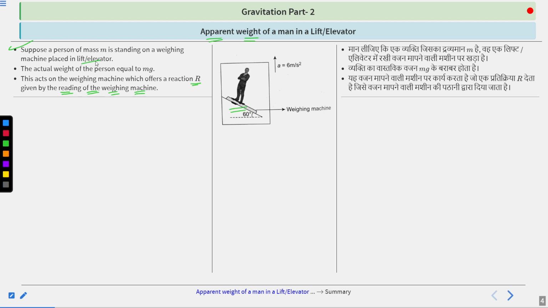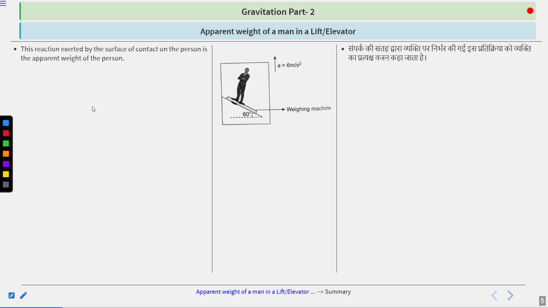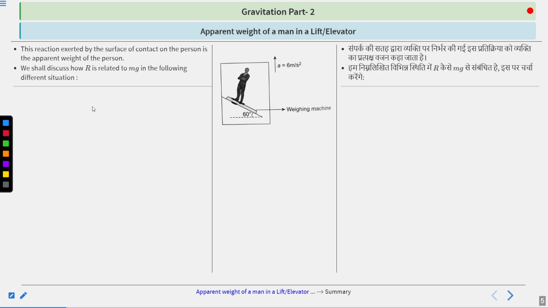And this weighing machine is placed in a lift. The actual weight of the person, not apparent, we are talking about the actual weight, will be equal to mg, right? And this acts on a weighing machine which offers a reaction R given by the reading of the weighing machine. So this reaction exerted by the surface of contact on the person is the apparent weight of the person. We shall discuss how R is related to mg in the following different situations.